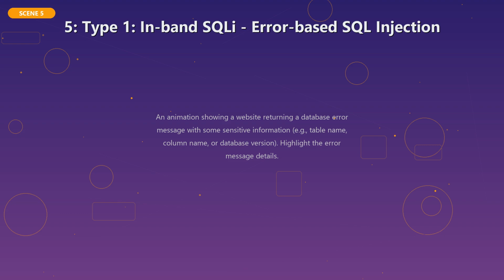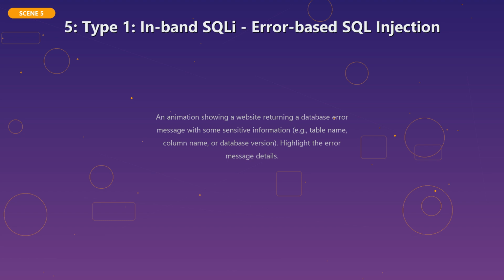SQL injection isn't a single, monolithic attack. It manifests in several forms, each exploiting different aspects of how an application interacts with its database. The first major category we'll discuss is in-band SQL injection, where the attacker uses the same communication channel to launch the attack and retrieve results.